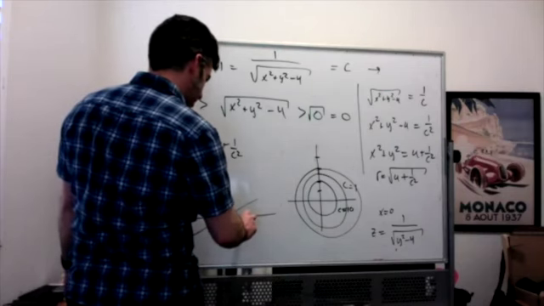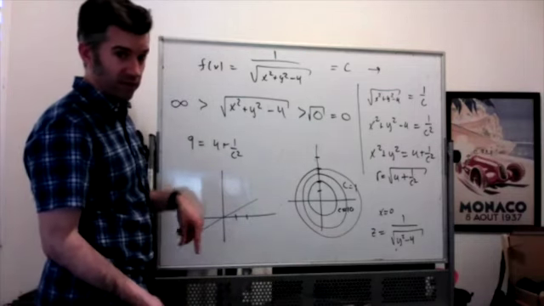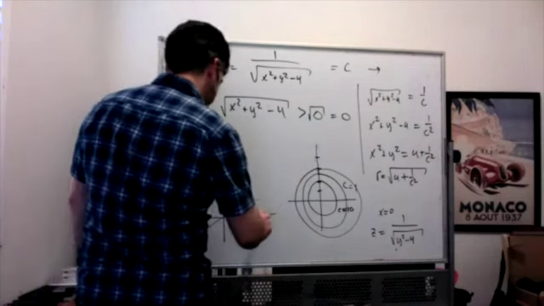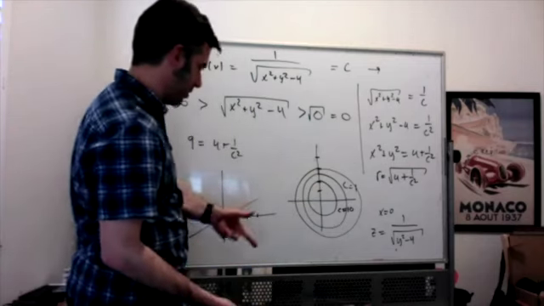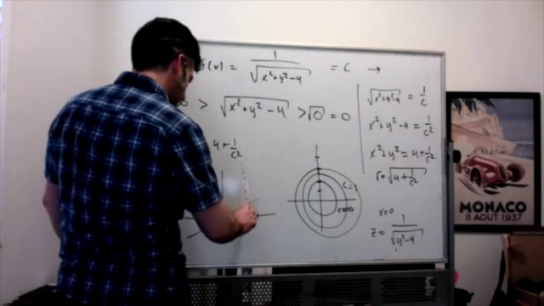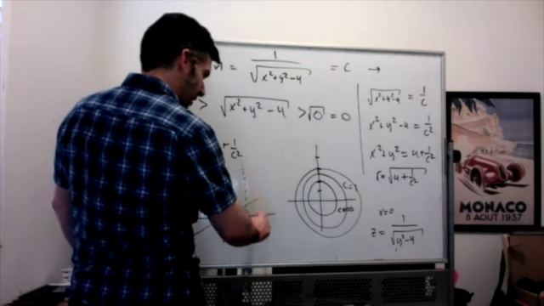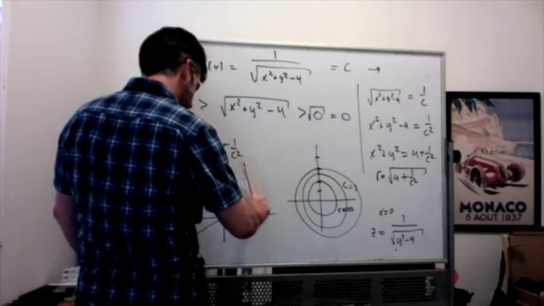So y has to be bigger than or equal to 2, right? If y was 2, we'd have division by 0. But after that, if y is 3, the bigger y gets, the smaller z gets. So right at 2, we're getting very, very large values. And when y is 3, we get 1 over the square root of 5. So we're getting something kind of like this.